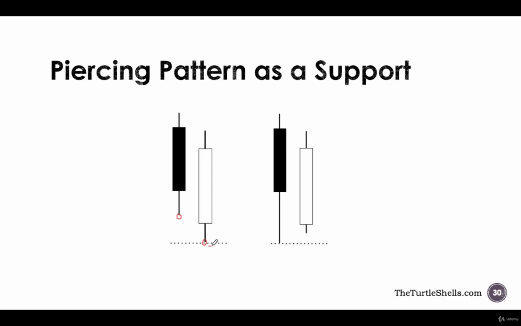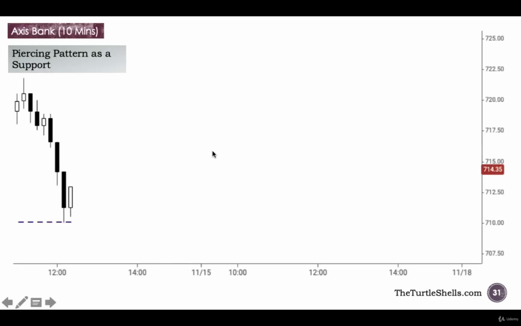So we keep our stop loss just under the support area. In this case, the black candle's low is the lowest low, so that dotted line becomes our stop loss. So we keep our stop loss just under the dotted line. Okay? So that is how the piercing pattern becomes support. We have already seen multiple examples. The purpose of this example is to reassure you that the piercing pattern's low can become a very strong support.